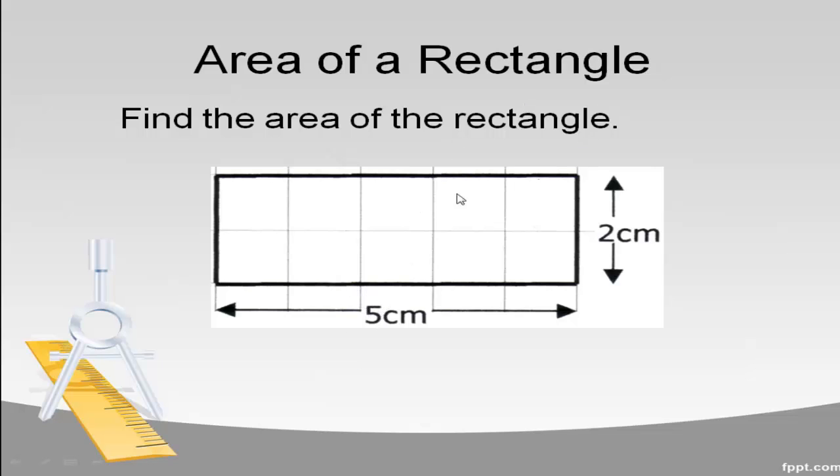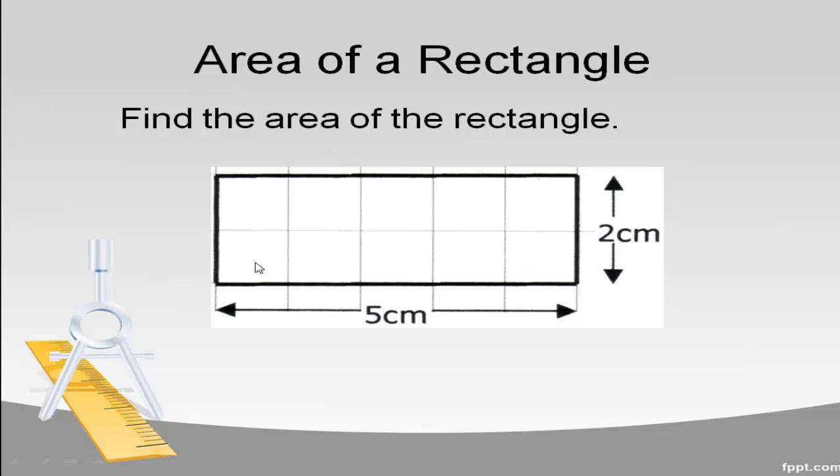Find the area of the rectangle. It says here that the base measures 5 centimeters, and if you can count, you can see that you have 5 squares going across. And the height is 2 meters, and you can see that there are 2 squares going up.